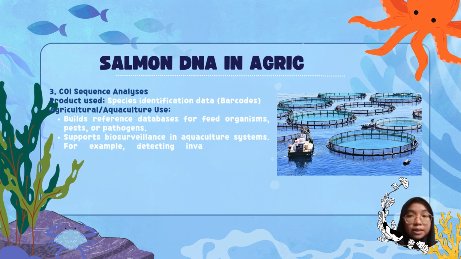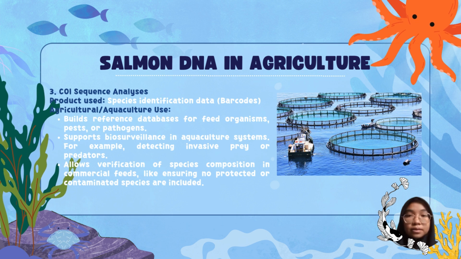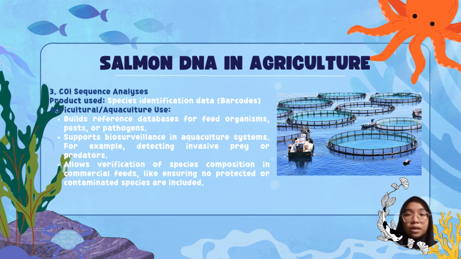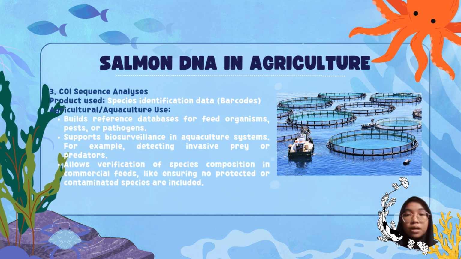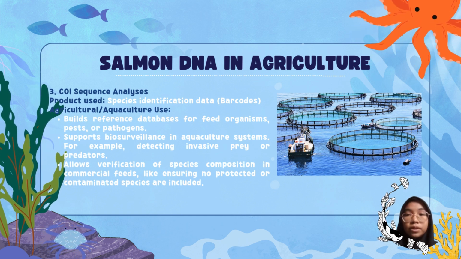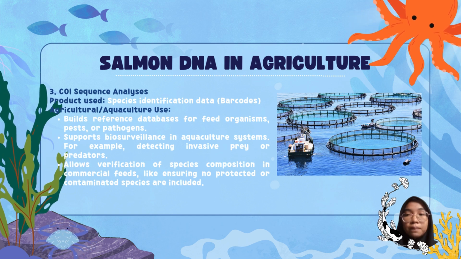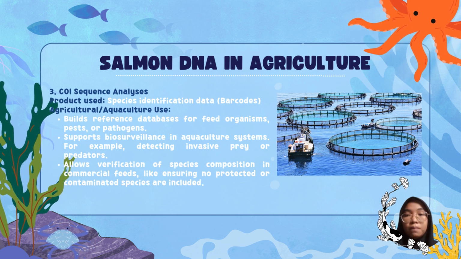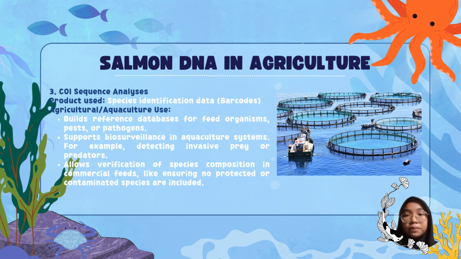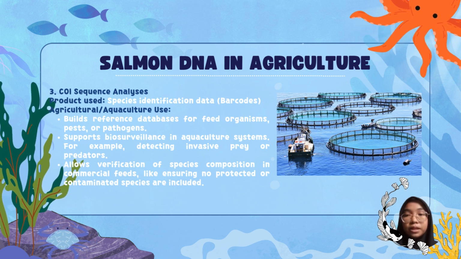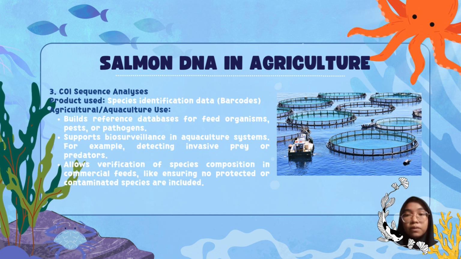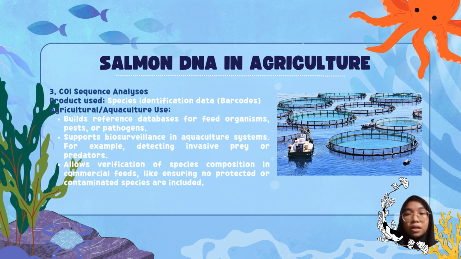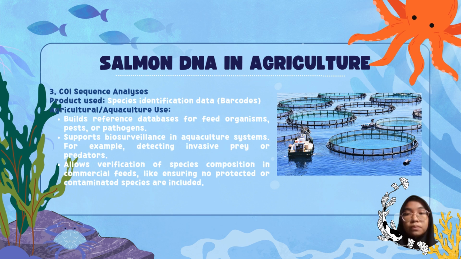Last method, COI sequence analysis. Product: species identification data, barcodes. Agricultural or aquaculture use: builds a reference database for feed, organisms, pests, or pathogens, and supports biosurveillance in aquaculture systems, for example, detecting invasive prey or predators. Lastly, it allows verification of species composition in commercial feeds, like ensuring no protected or contaminated species are included.